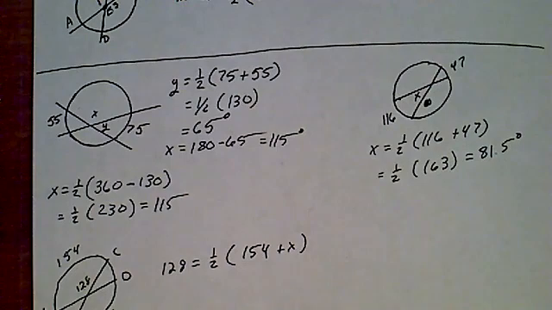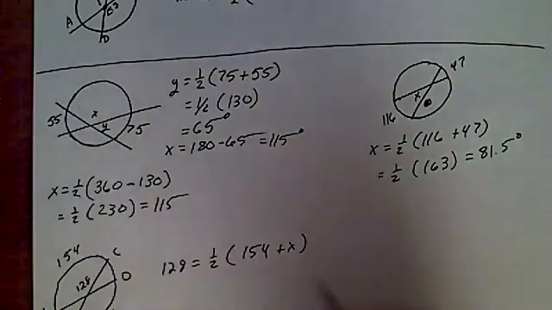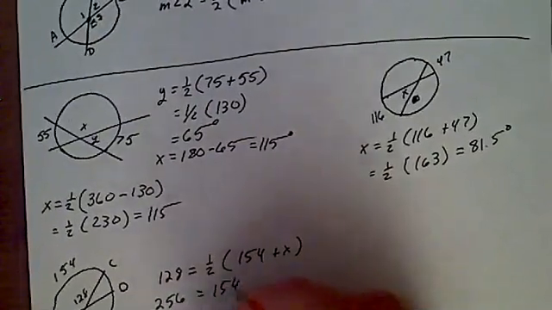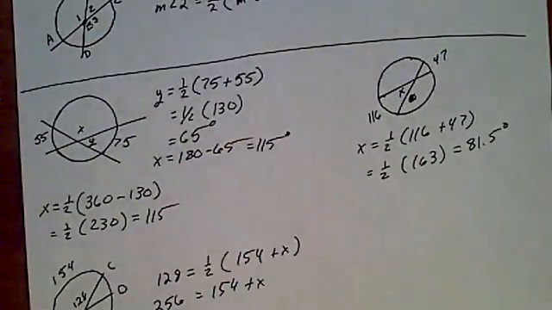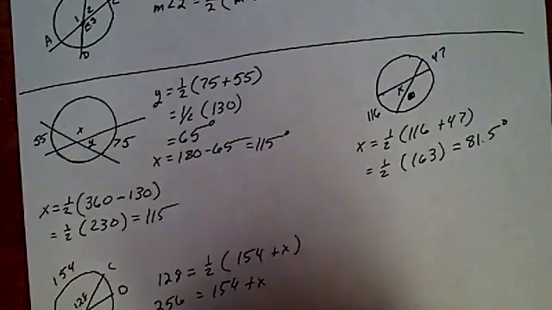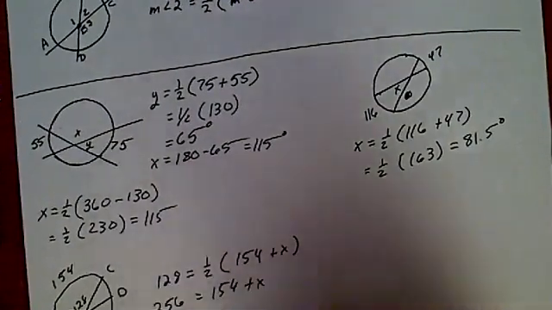Now you could distribute here. I would suggest against it and rather just multiply both sides by 2. You get 256 is 154 plus x. Subtract 154 from both sides, you get 102, and x is 51.